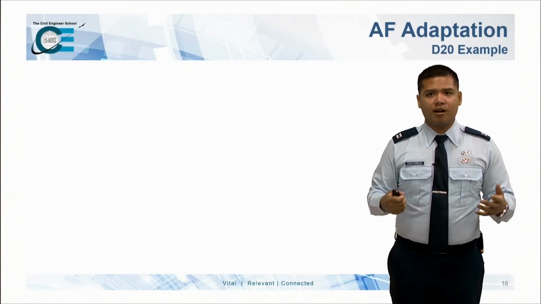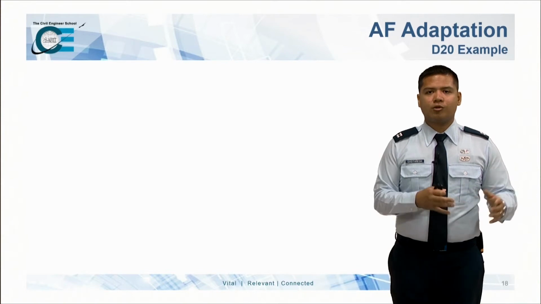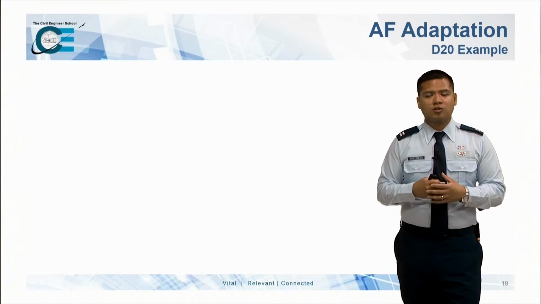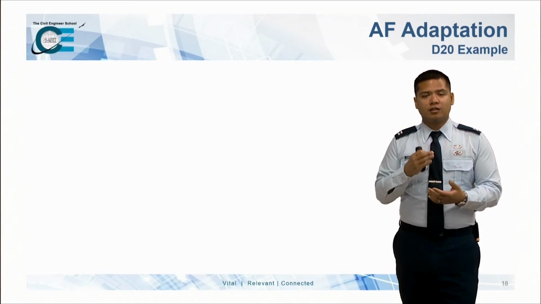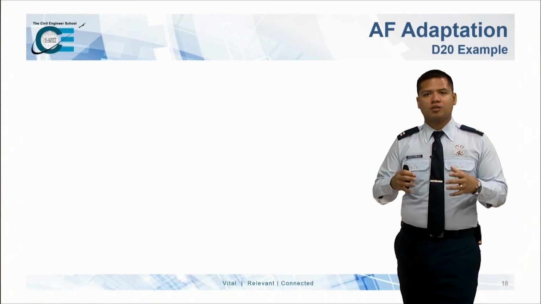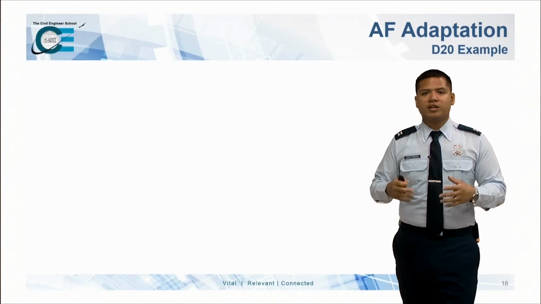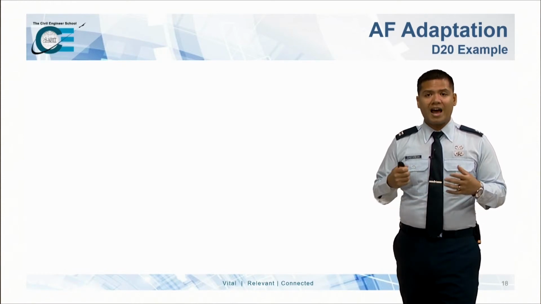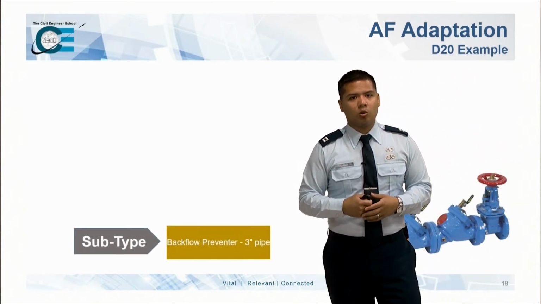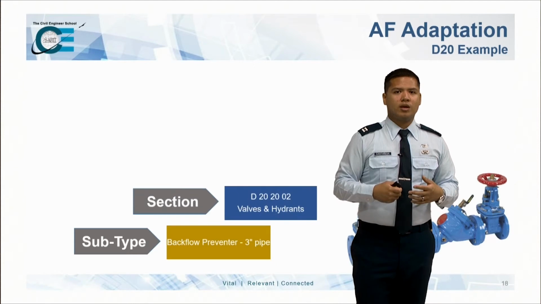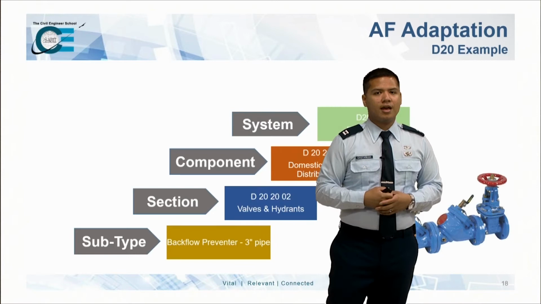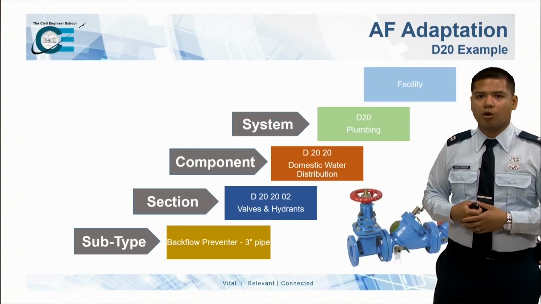So, in the Air Force, we have adapted Uniformat 2 to help us understand, especially for facilities, but also for utilities, transportation networks, and airfield pavements. We have adapted it to more easily relate to the assets that we have. So we have here a backflow preventer. We have subtypes, the sections for the backflow preventer, our components, and the system. And all of those are part of the facility.